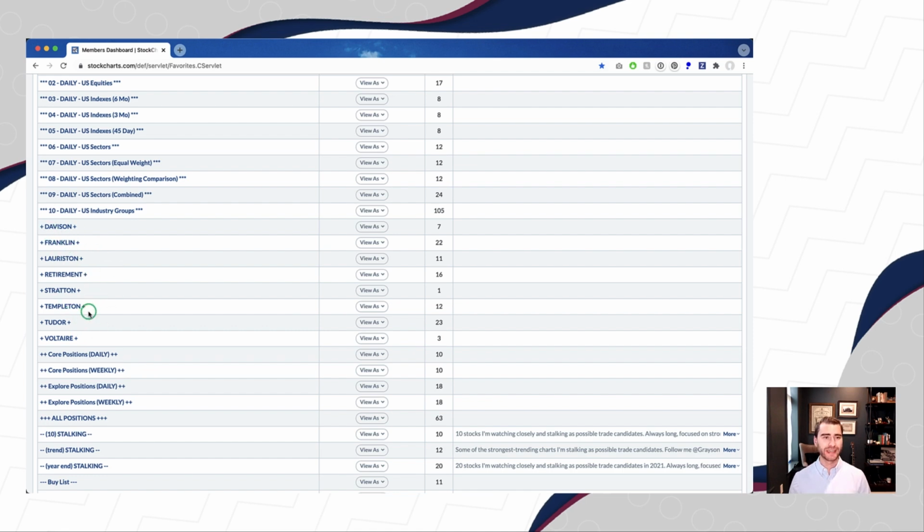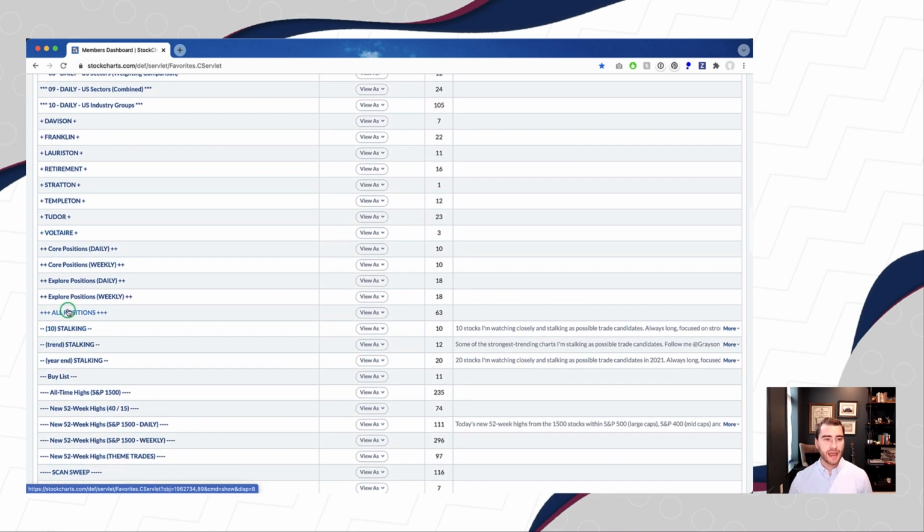So I like to create individual chart lists for each of my portfolios, but then I also like to group things across a couple of different chart lists. So you'll see here with the plus signs, these are all of my individual portfolios, specific lists for each one of those. Then I combine things in a couple of different ways. Now, in my approach to the markets, I have three buckets. I have super core holdings, what I call super core holdings. Those are ultra long-term, set it and forget it, 40 years.